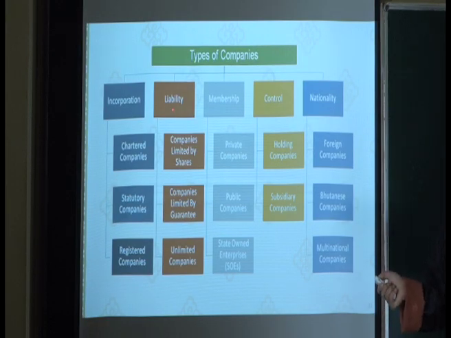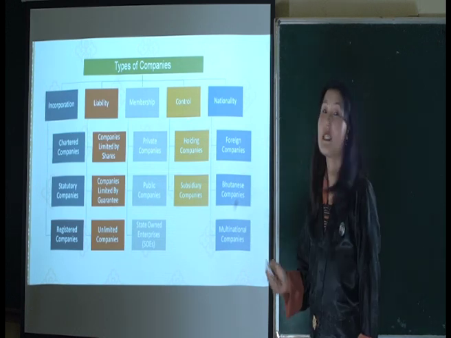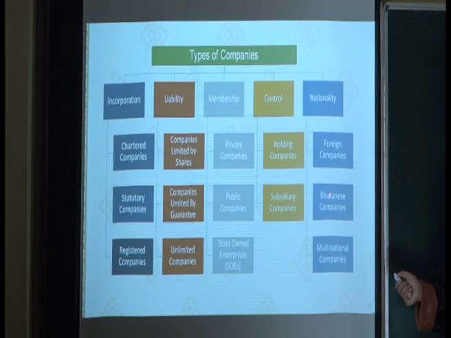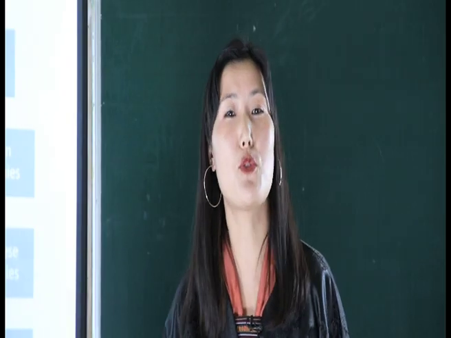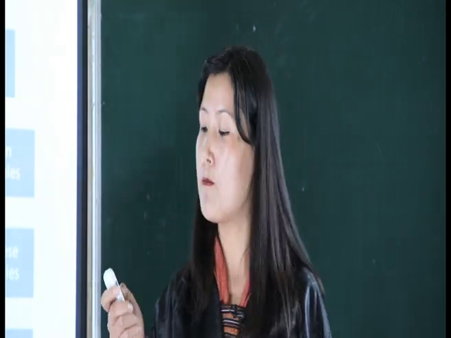And under liabilities, we have companies limited by shares, we have companies limited by guarantee, we have unlimited companies. And based on membership, we have private companies, we have public companies, and we have state-owned enterprises. Based on control, we have holding companies, we have subsidiary companies. And finally, under nationality, we have foreign companies, we have Bhutanese companies, and we have multinational companies. Students, don't worry by looking at the diagram here. I will take you through one by one, okay?